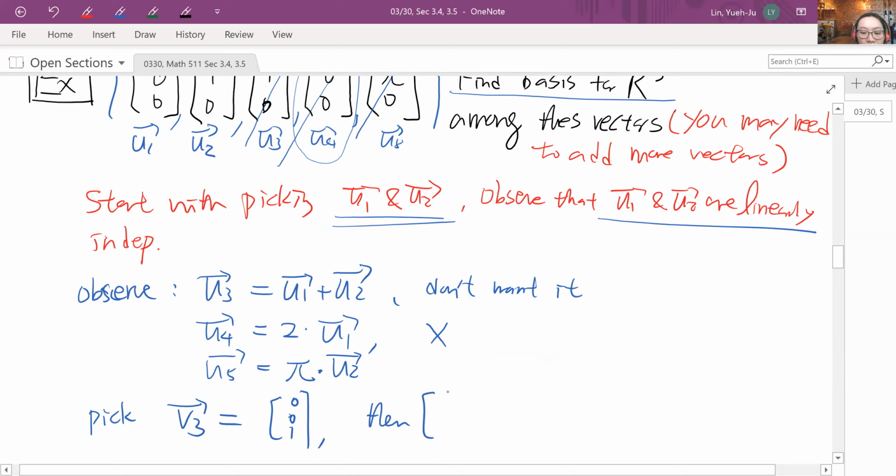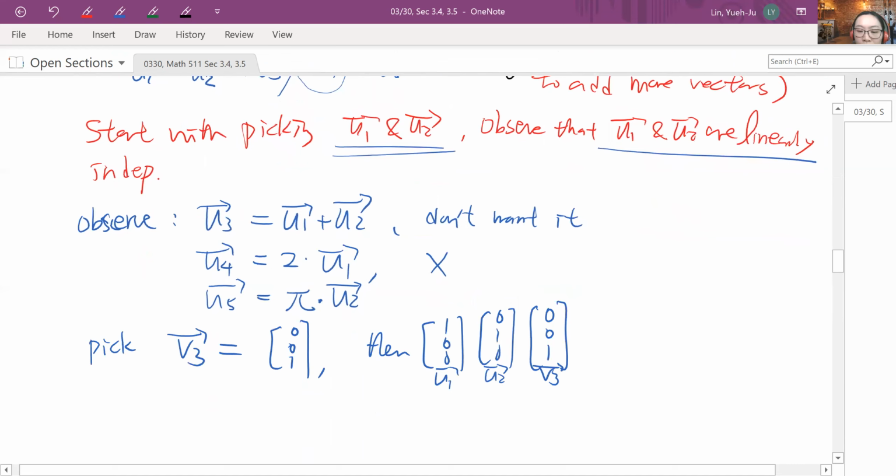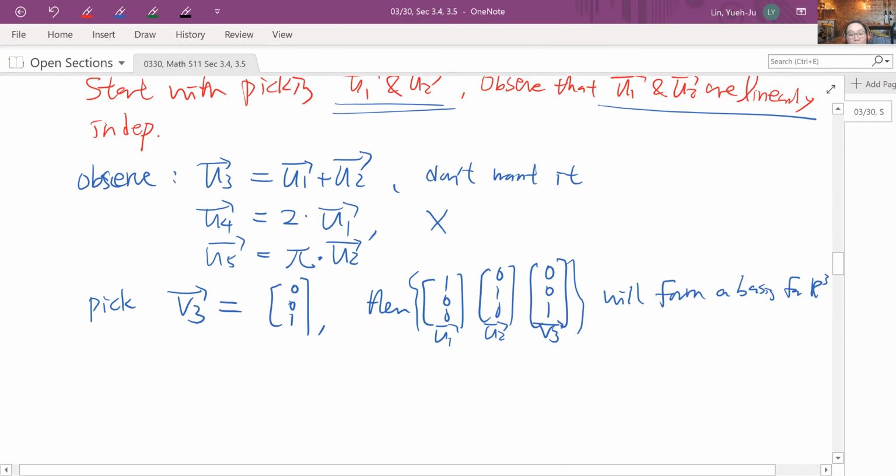Then 1, 0, 0, 0, 1, 0, this is U1 and U2. And 0, 0, 1, this is what I call the correct V3, which will form a basis for R3. Or if you want, you can pick something else. As I said, there should be a lot of choices. So you can pick V3, just find something fancy, right?